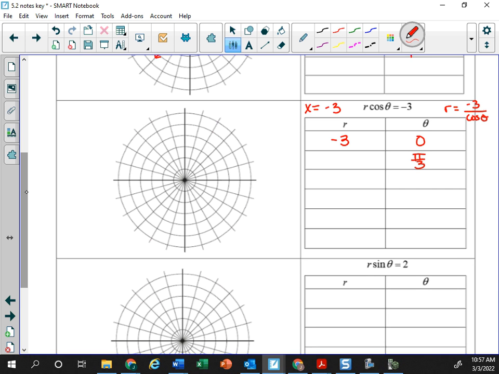1/2. So this is, what's negative 3 divided by 1/2? Negative 6. Okay. Because you're dividing by the negative 1/2. Yep.